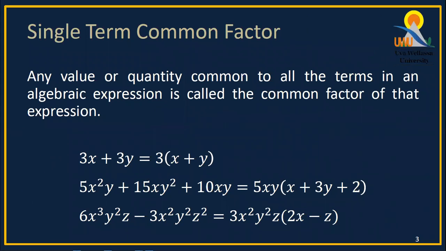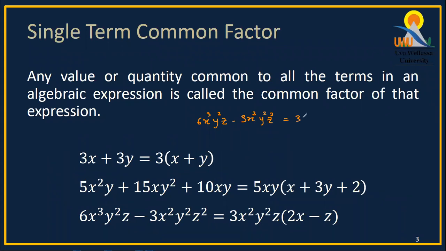In the third example, it says 6 times x cubed y squared z minus 3 times x squared y squared z squared. If you look at the common terms, 3 will be common. It is because 6 can be expressed as 3 times 2. Therefore, 3 can be considered as common. Then here, x cube is there. x cube is here.